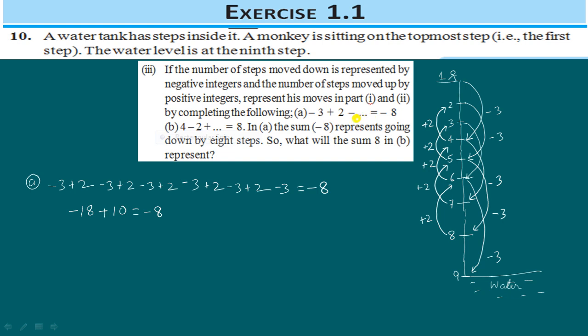And here you see that minus 8 in A represents going down by 8 steps. Now the second question: in this one, 4 minus 2 and so on will give 8. In A, the sum minus 8 represents going down by 8 steps. So what will the sum 8 in B represent?